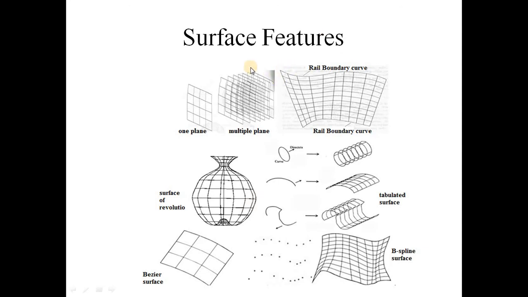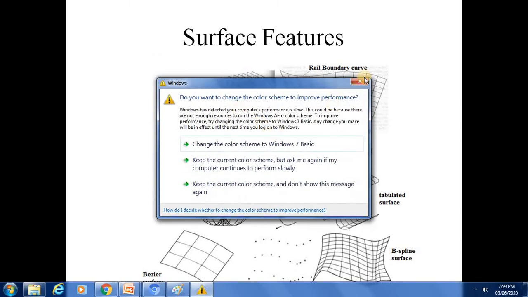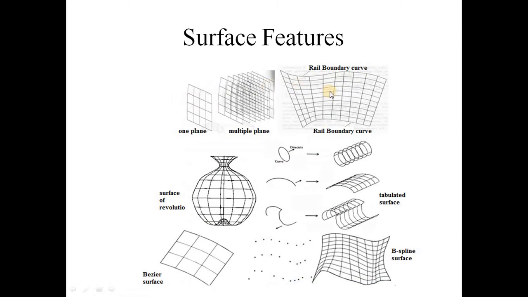So surface features. The first one is a plane surface. Here you can see the edges of a wireframe model are joined together by using a plane. So all the points, all the vertices in this plane, lie in a single plane. This is an example of multiple planes.